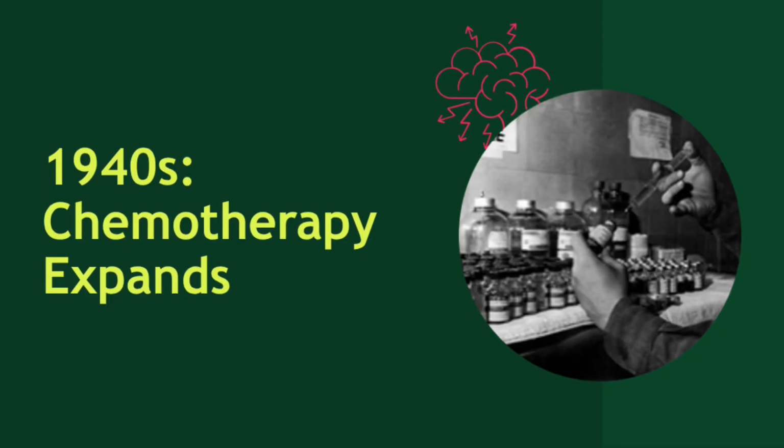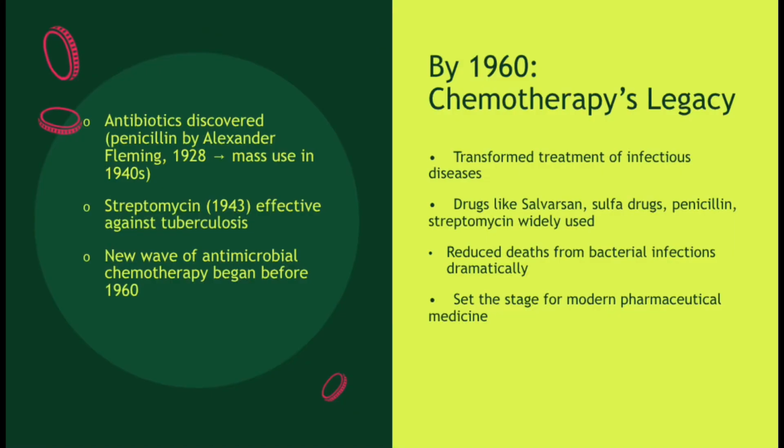By the 1960s, the legacy of early chemotherapy was undeniable. It had transformed the treatment of infectious diseases. The research sparked by the magic bullet led directly to the antibiotic age, with drugs like penicillin and streptomycin becoming mass-produced. They dramatically reduced deaths from bacterial infections globally, proving the concepts born in the Golden Age were truly revolutionary.